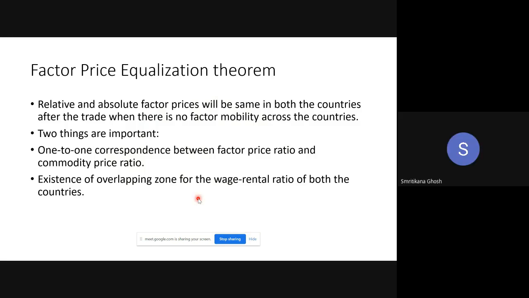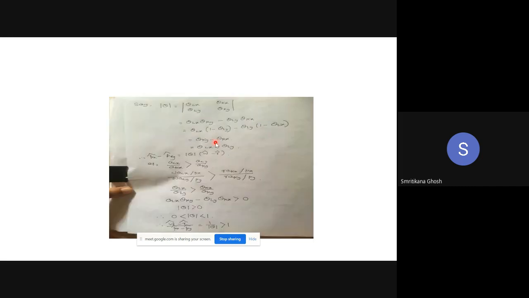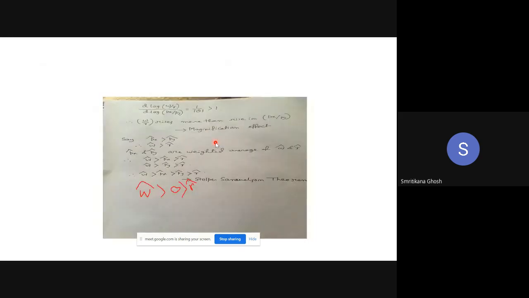Now, factor price equal up to this point, is it okay? Today we have discussed three things. First of all, the mathematical derivation of the HO model. The second one is the magnification effect, and the third one is the Stolper-Samuelson theorem. Okay, look, how can you explain the HO model from the Stolper-Samuelson theorem? That I didn't discuss.